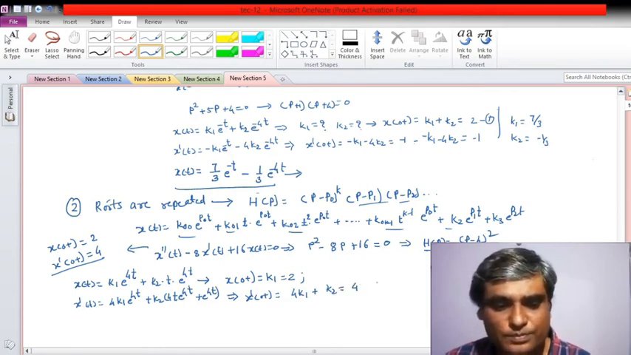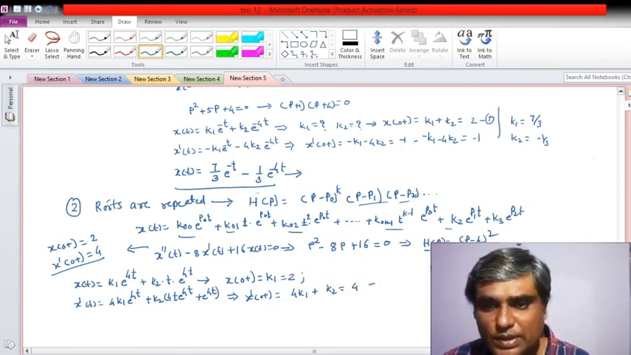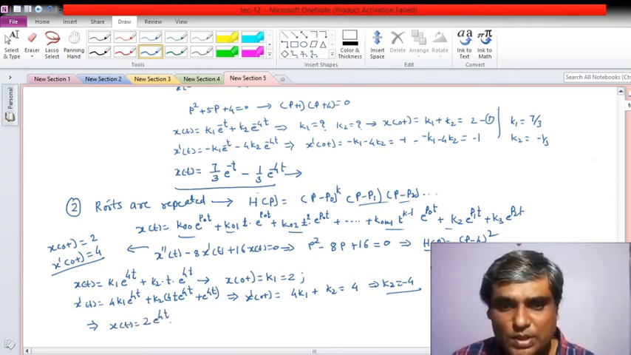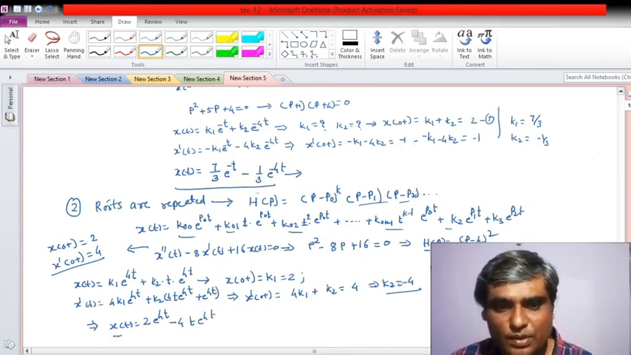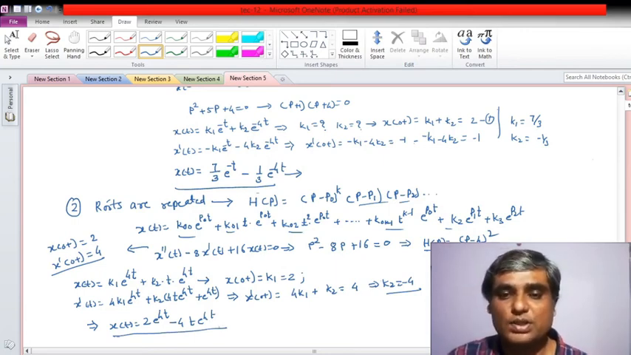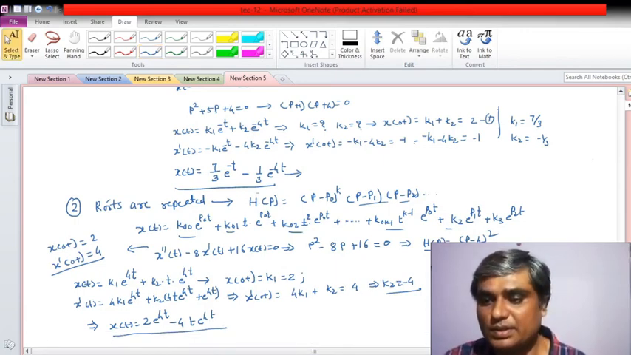Okay, so from that k2 I'll get minus 4. So what is my solution? The total solution will be x of t equals 2e^(4t) minus 4t e^(4t). This is the solution. This way you can find the solution if the roots are repeated.